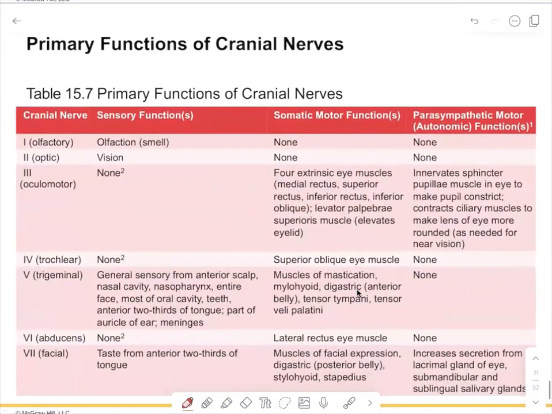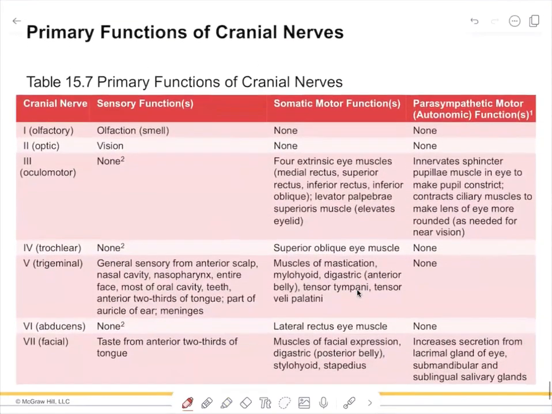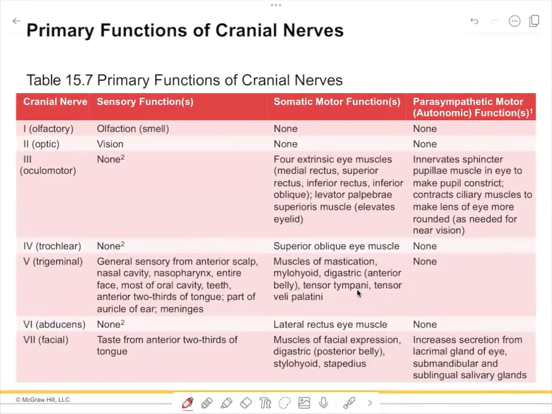These are the primary functions of the cranial nerves, and you should know the names of them as well as their general function, whether they're sensory or motor or both. So cranial nerves number 1 and 2, I've already mentioned. Cranial nerve 1 is called olfactory, and so its function would be olfaction or smell. Notice that it has none of these two. Cranial nerve number 2 would be vision.